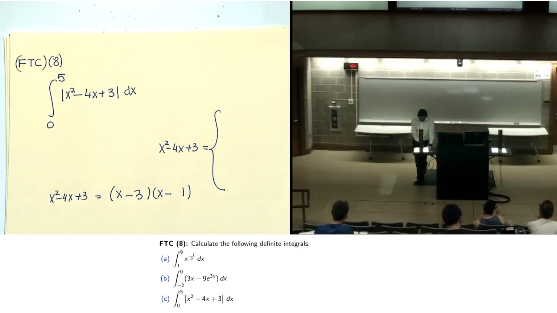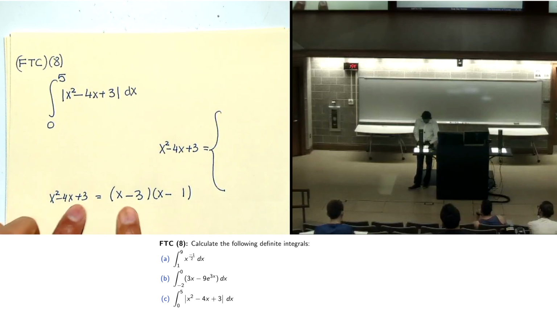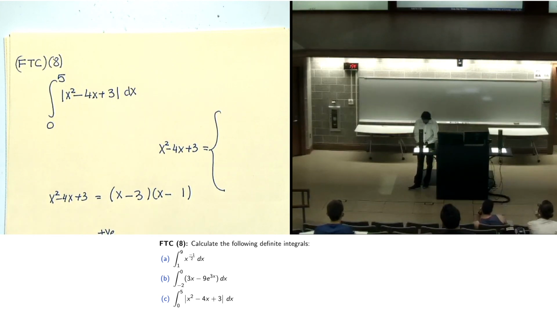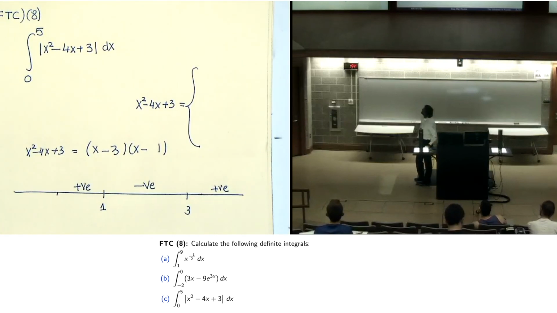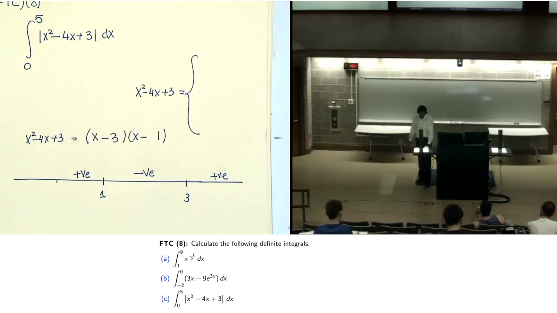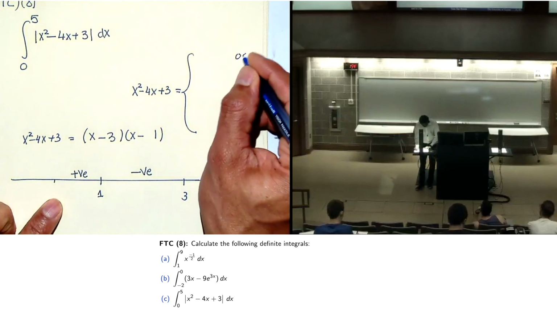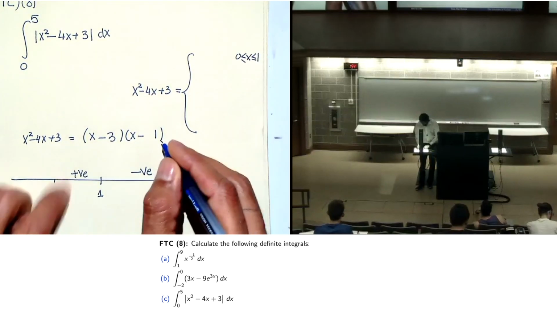If you plug in 0, which is here, between 0 and 1, what is the value of this function at 0? It's positive. And from 1 to 3, if you plug in 2, that gives you negative. So this is negative here. And if you plug in 3 and above, that gives you positive. Oh, okay, the sign was not clear. So it means for 0 less than x less than 1 the function is positive.